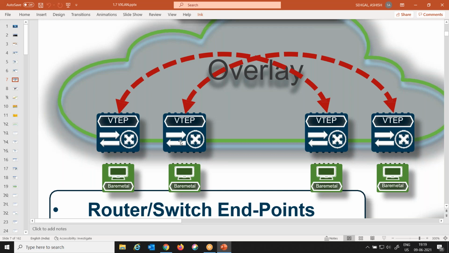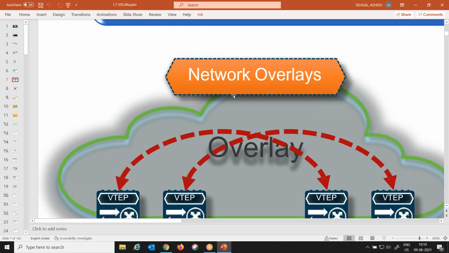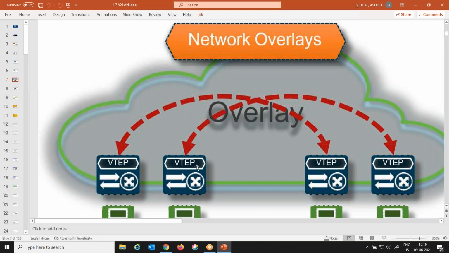By virtue of the configuration which we will do, we will establish a switch to switch overlay using VXLAN. Point to be taken: when we configure a VXLAN overlay over the physical switches at both ends, then we call it a network overlay. Right? Point taken.